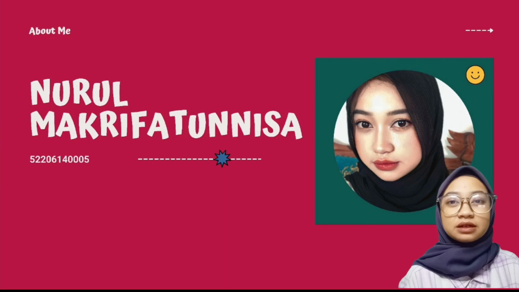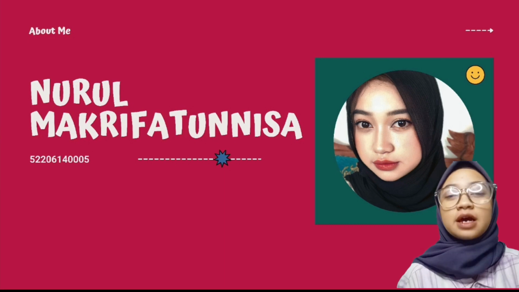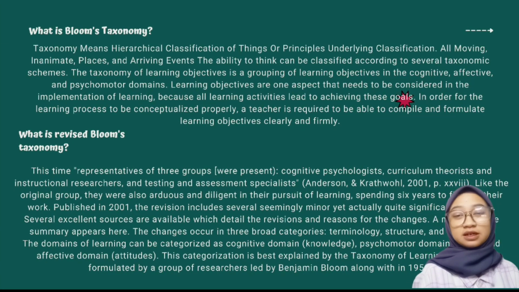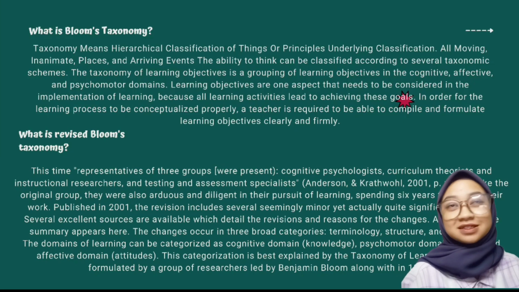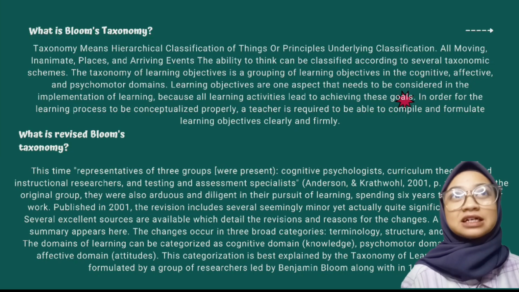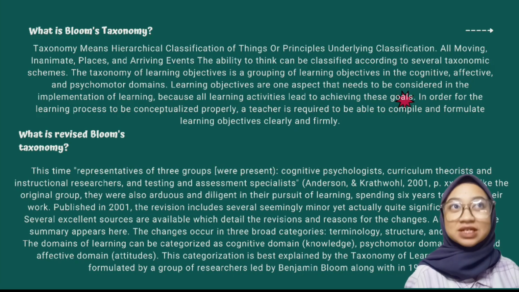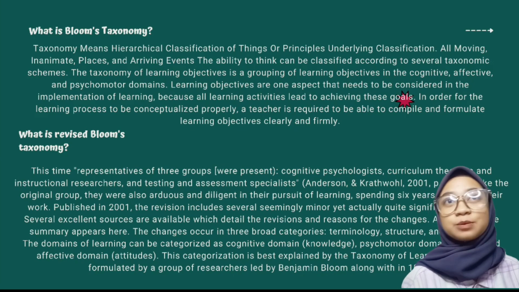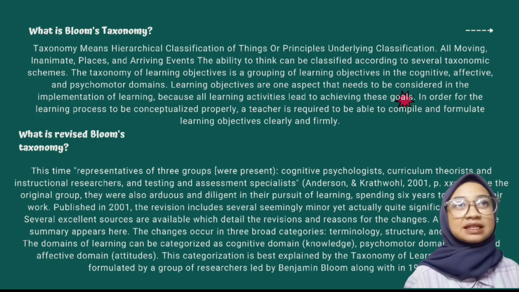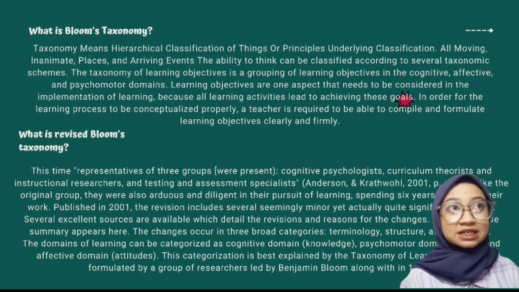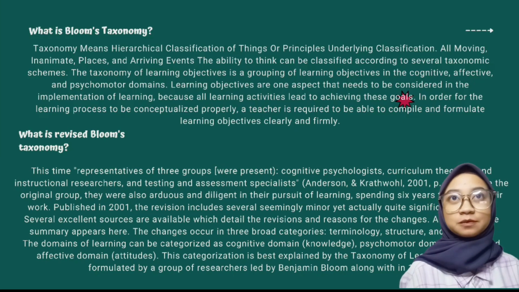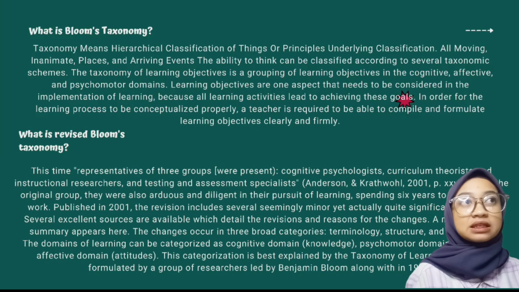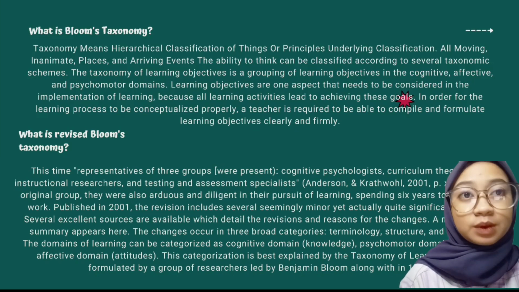And now I will tell you, or we will discuss about Bloom's taxonomy. You know what is Bloom's taxonomy? I will answer the first question. Taxonomy means hierarchical classification of things or principles underlying classification. The ability to change can be classified according to several taxonomic schemes. The taxonomy of learning objectives is a grouping of learning objectives in the cognitive, affective, and psychomotor domains.